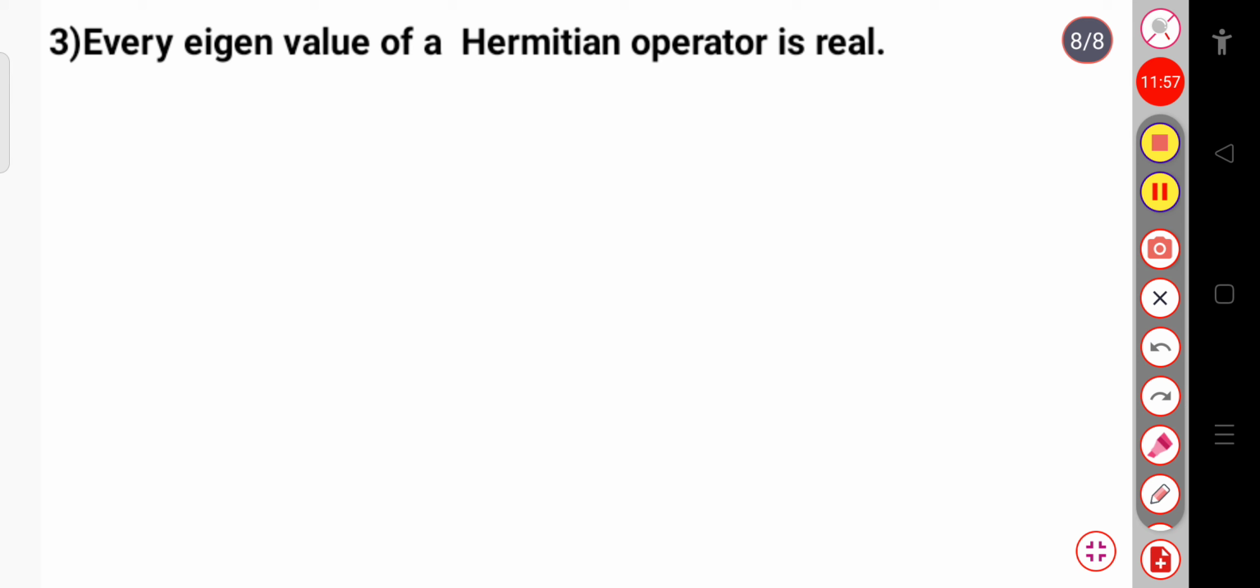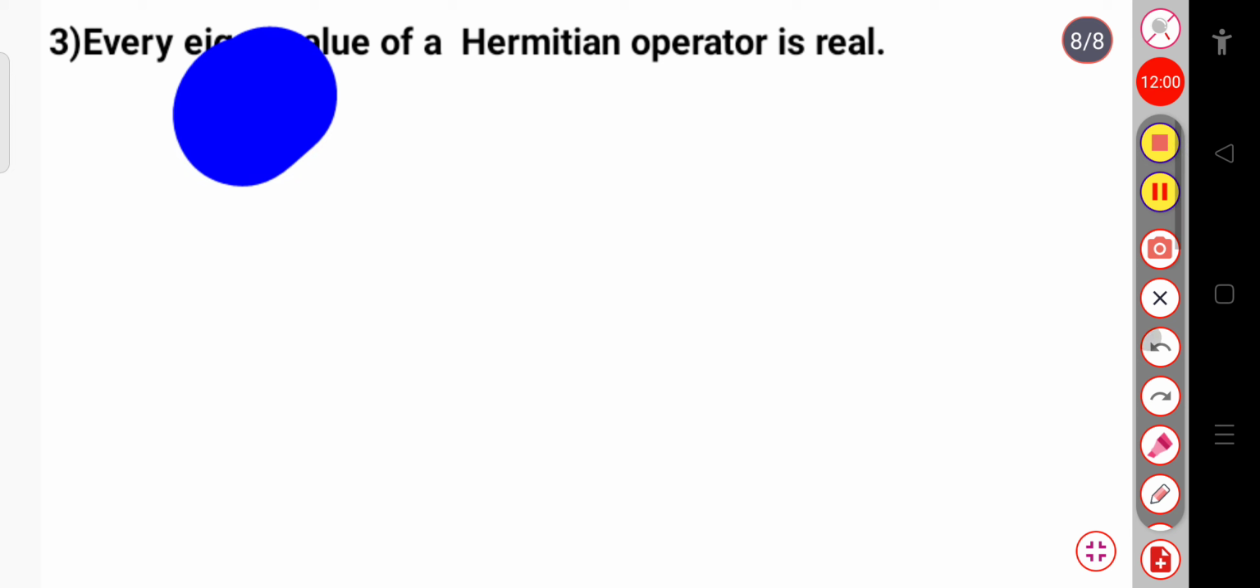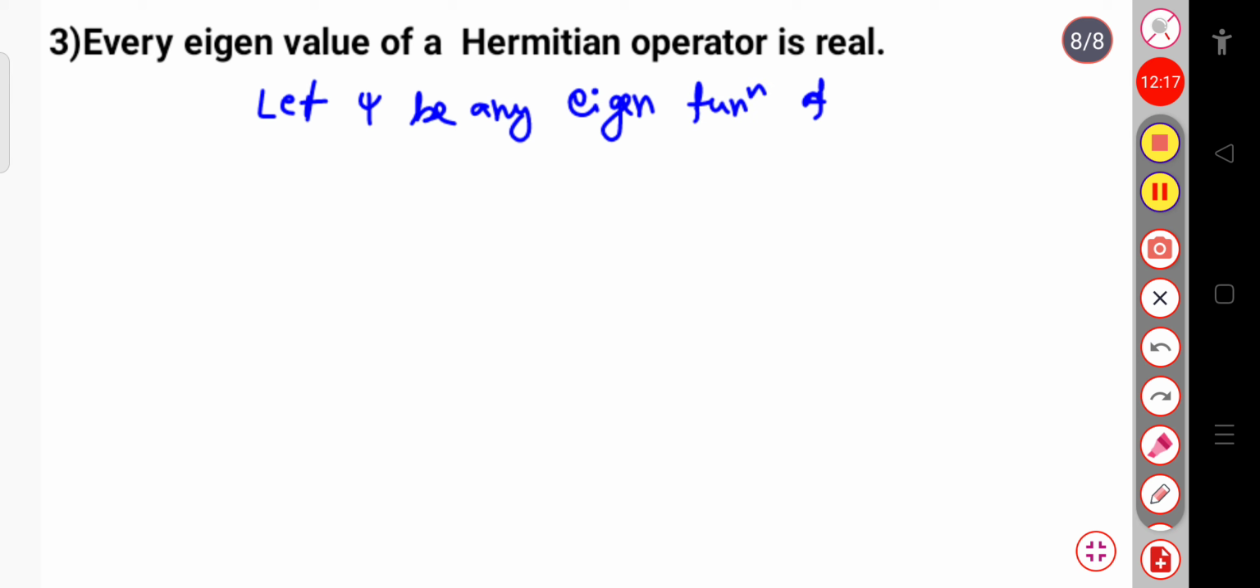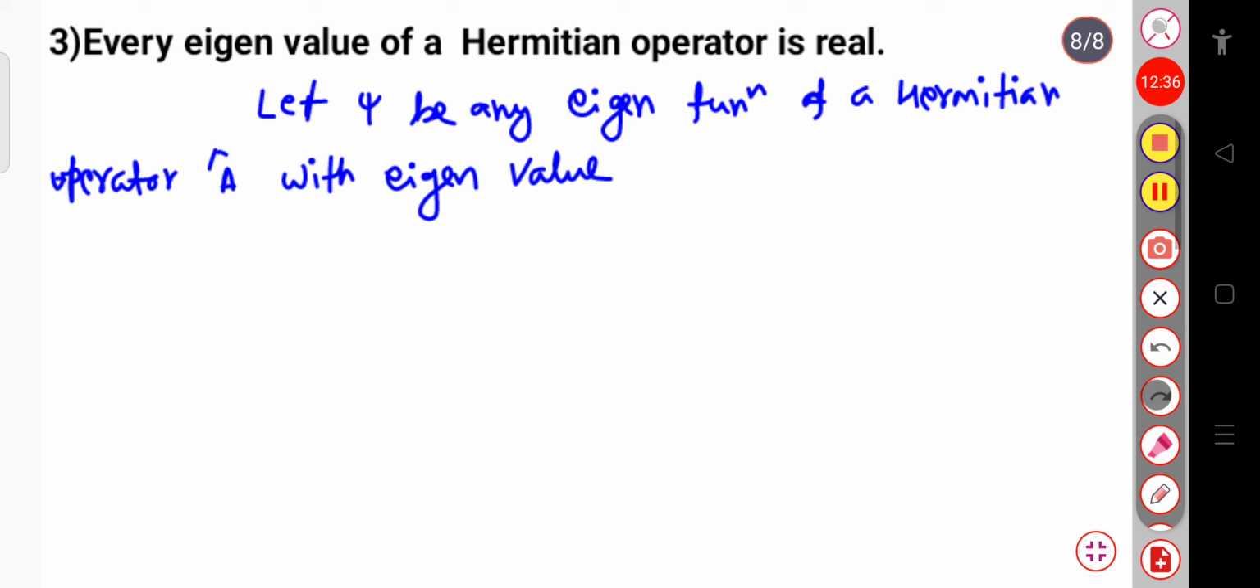So let us consider, let psi be any eigenfunction of a Hermitian operator, that is, suppose, Hermitian operator A cap with the eigenvalue lambda. So you can see here this is your eigenvalue lambda.